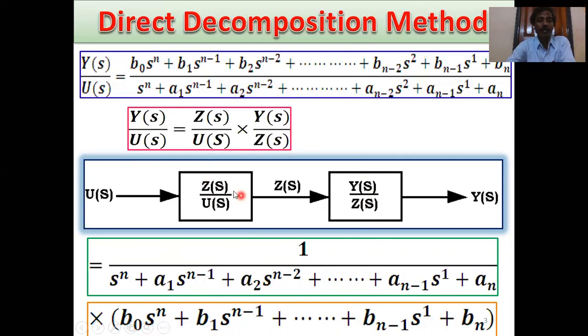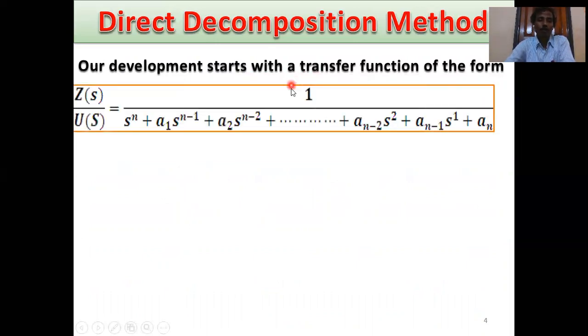So calculate first Z(s)/U(s) and then Y(s)/Z(s), and then the overall state matrix, state equations, state diagram and signal flow graph, and from the state diagram determine the stability of the system. Our development starts with a transfer function of the form. This is the first part.